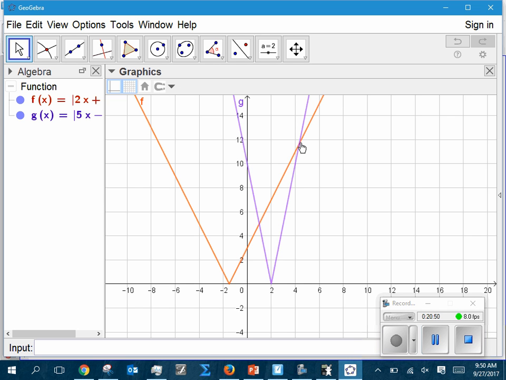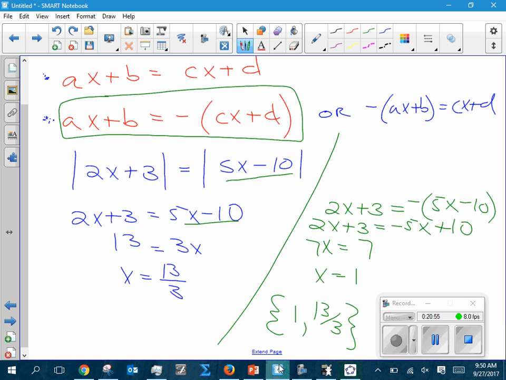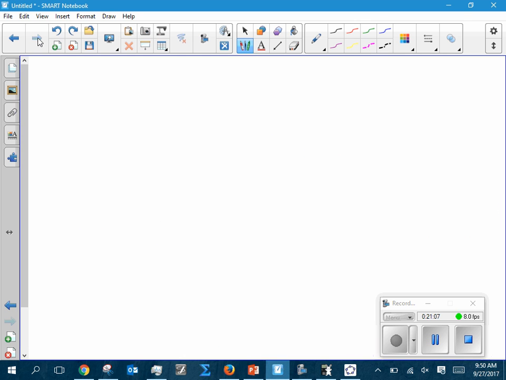Okay. So those are the two types of equations with absolute value you've seen so far. But now I want to talk briefly about inequalities, and actually, we'll just stop there today.